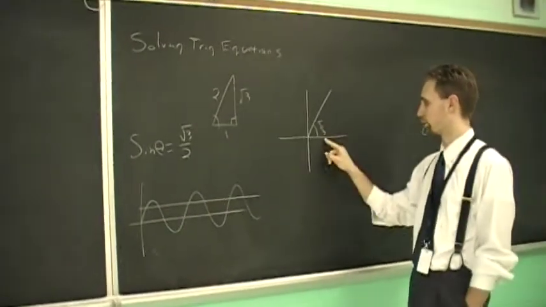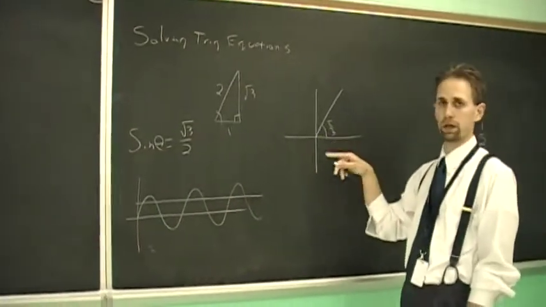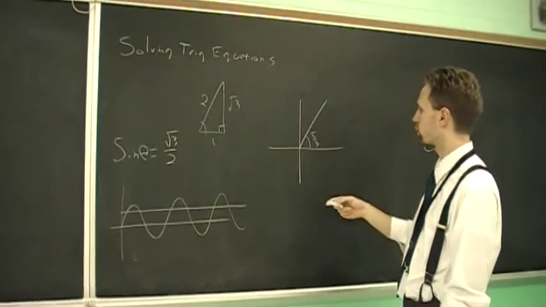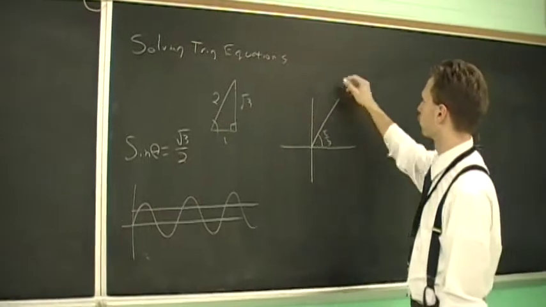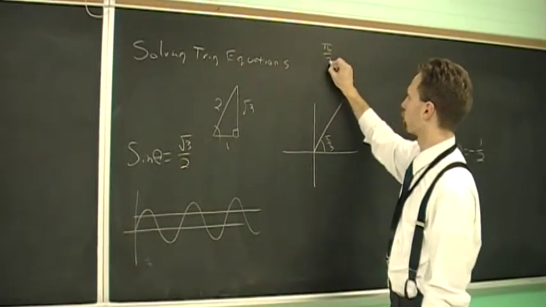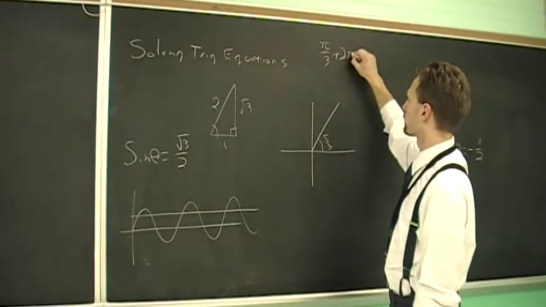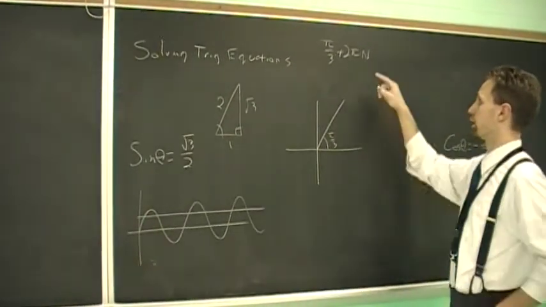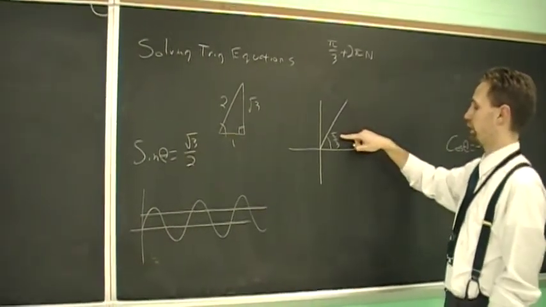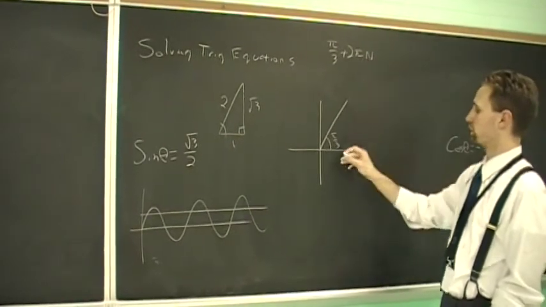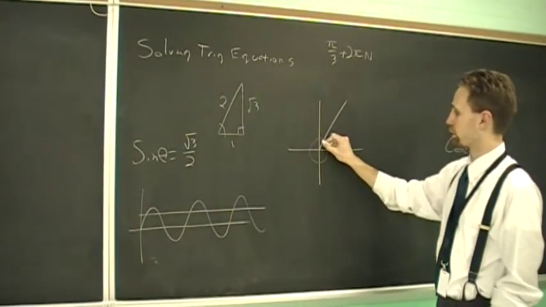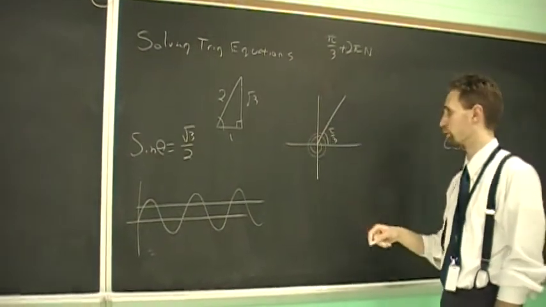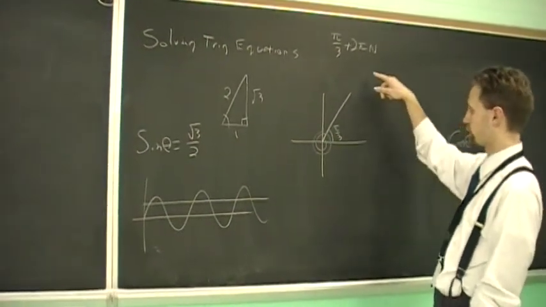Additionally, if you take pi over 3 and you add 2 pi to it, you also get more coterminal angles, and they are also answers. So one set of the solutions would be pi over 3 plus 2 pi n, where n is an integer. If n is 0, you get the angle itself. If n is 1, you get this plus another revolution. If n is 2, you get another revolution, and so on and so forth. So this is half of the answers.